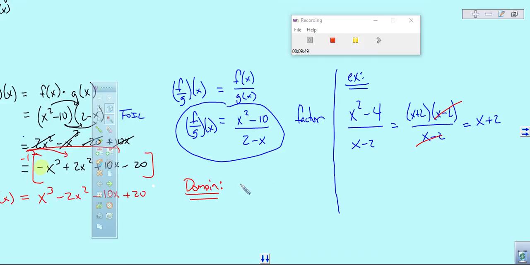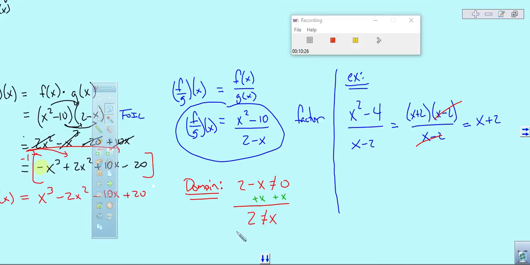In this case, we take what's on the bottom and say that it cannot be equal to 0. I can't let this be equal to 0. If this ends up being 0, then that's bad, I get an undefined function. We solve it for x. So I move the x over, and I find out that x cannot be equal to 2.